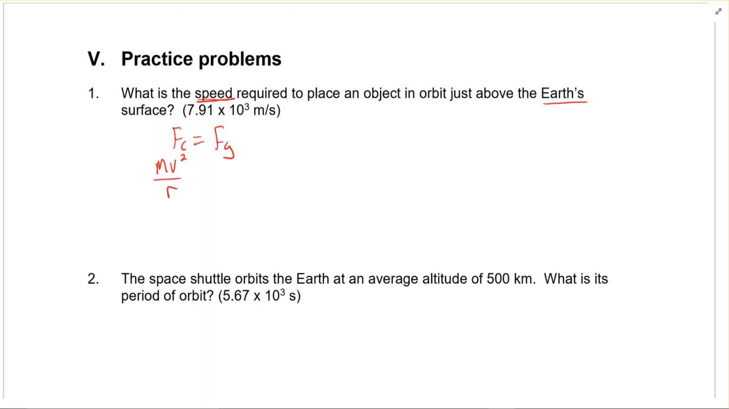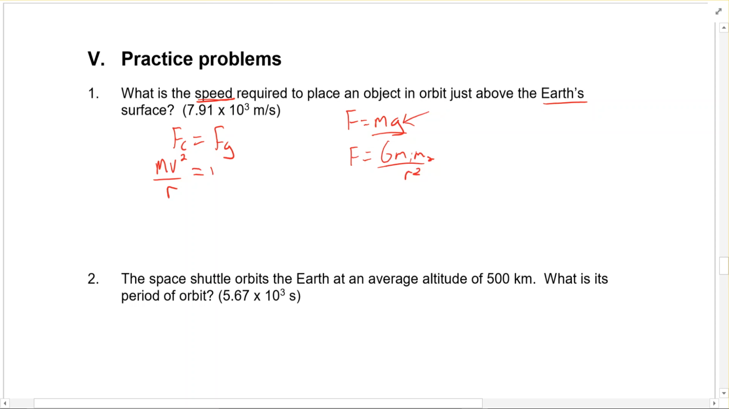And now for FG, I've got two options. I could either use F is equal to mg, or F is equal to big G m1 m2 over r squared. In this case, I know that it's at the Earth's surface. I know what g is at the Earth's surface. So to make things easy here, let's use F is equal to mg.